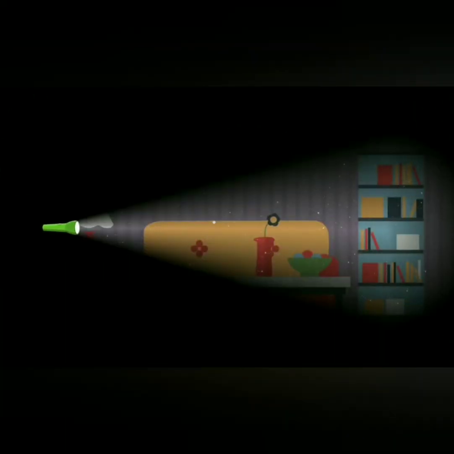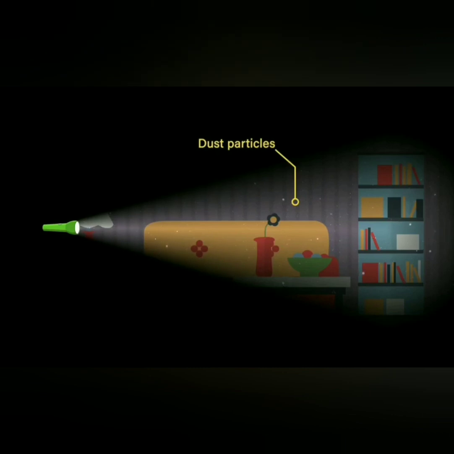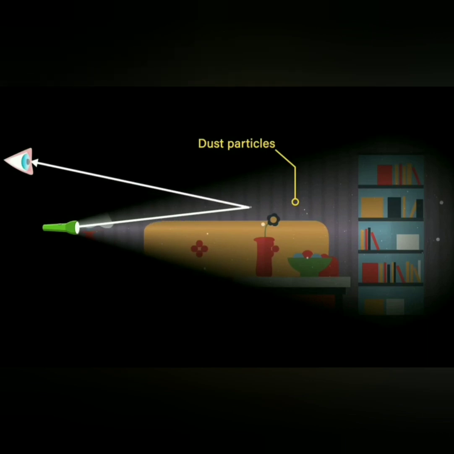Step inside a dark room, light up a torch and point it at the distant wall. Look carefully at the path of the light coming from the torch. You will see tiny dust particles in the air. What is the reason for this? Why are you able to see these particles? You are able to see the dust particles because the light from the torch is getting reflected from their surfaces and traveling towards our eyes.